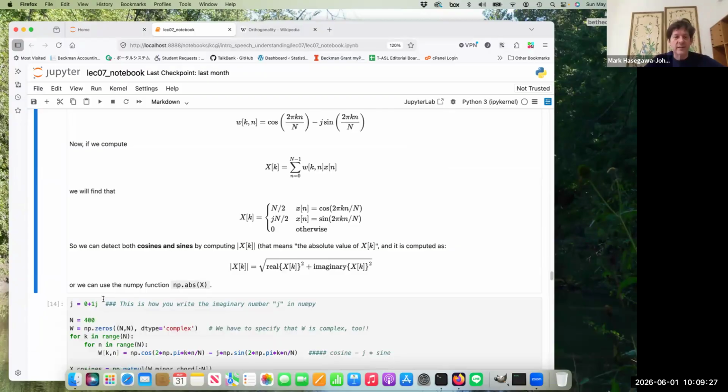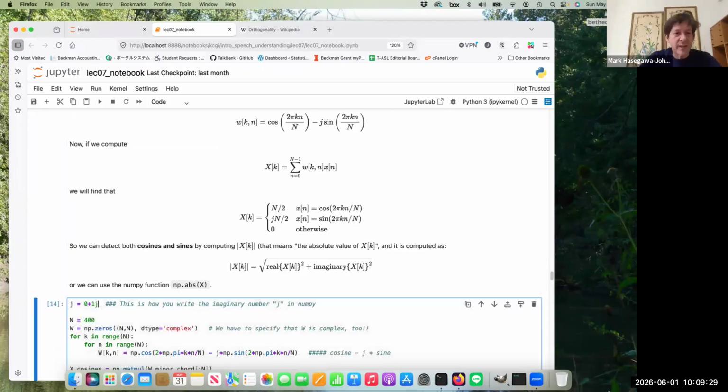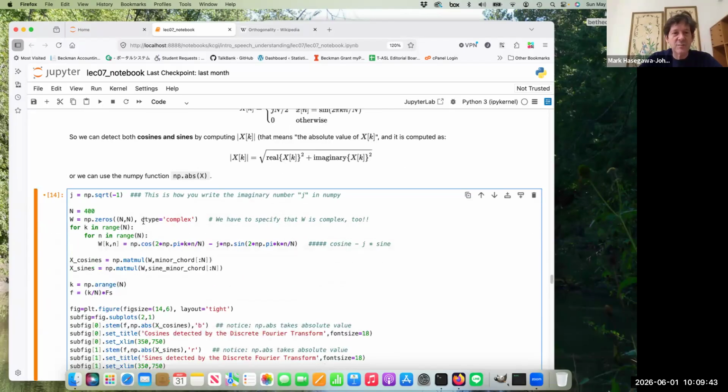So we'll create j is equal to, let me actually make this NumPy square root of minus 1. We'll just take the j number. You can also write it as j is 0 plus 1j or even just 1j. And then W, this W matrix, we have to specify that it's type complex so that the computer knows we're going to have imaginary numbers there.